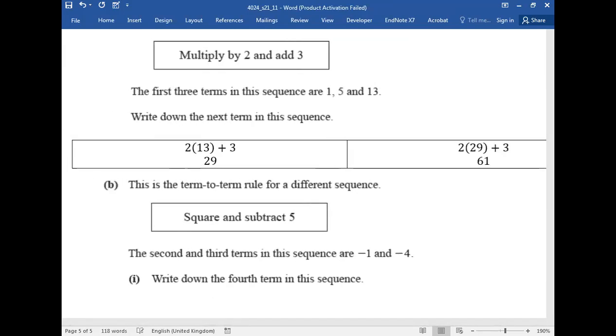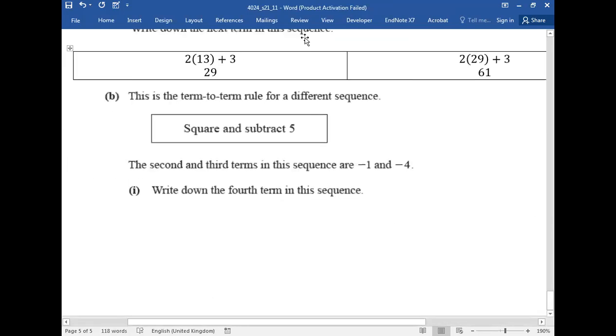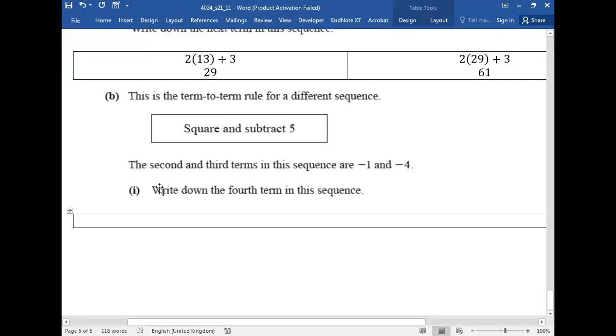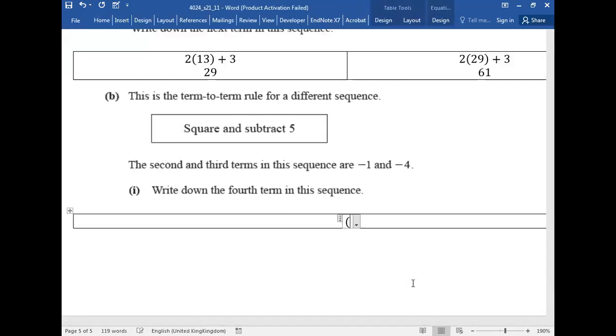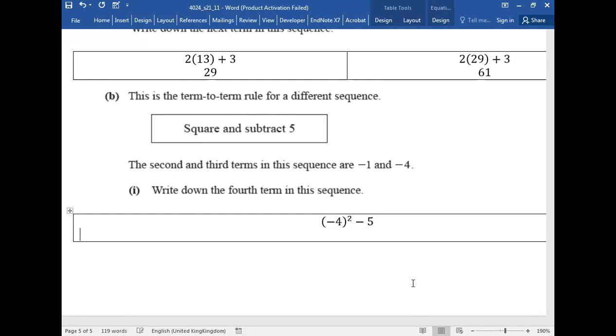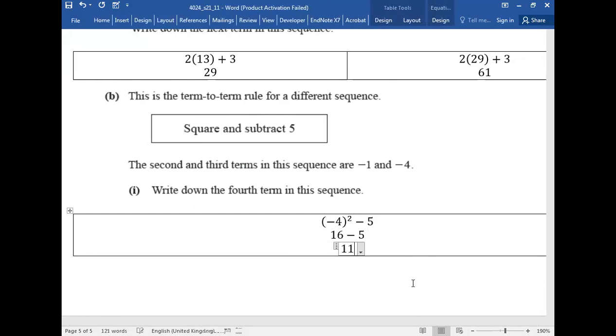Now, what about part b(i)? This is a term-to-term rule for a different sequence. Write down the fourth term of this sequence. Yes, class. The question has told us the second and the third term. Now, what do we do? Be very careful while squaring. Square minus 4: minus 4 squared is 16, minus 5, which is 11.